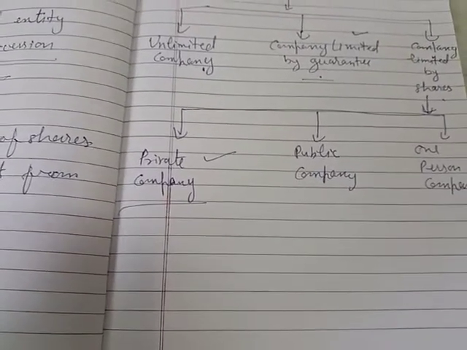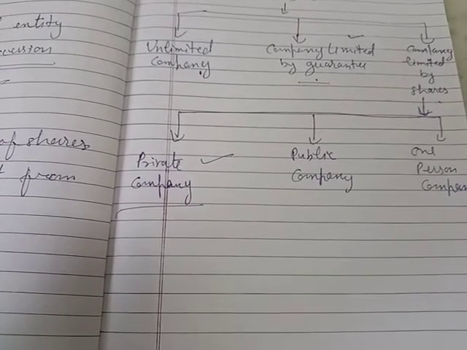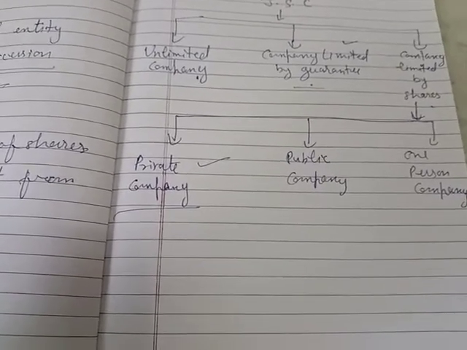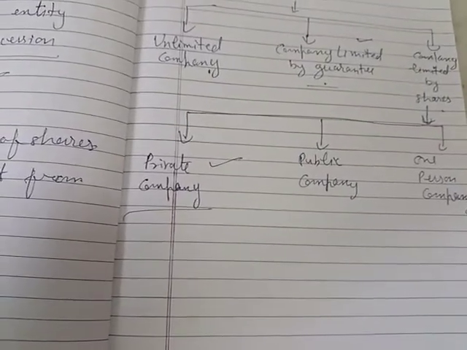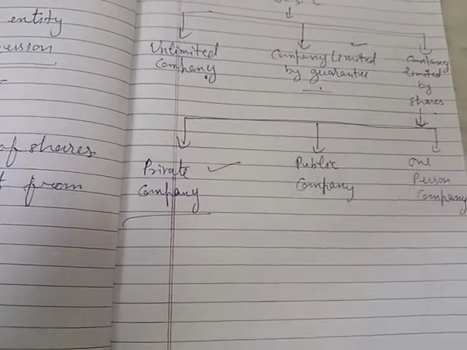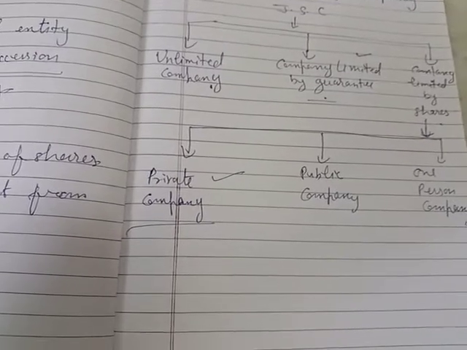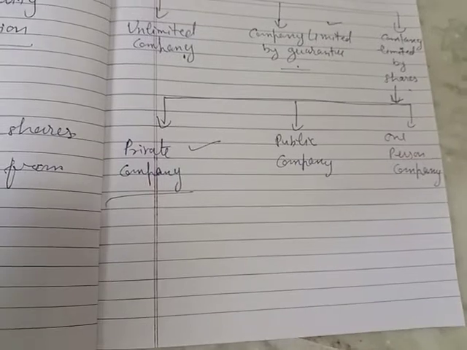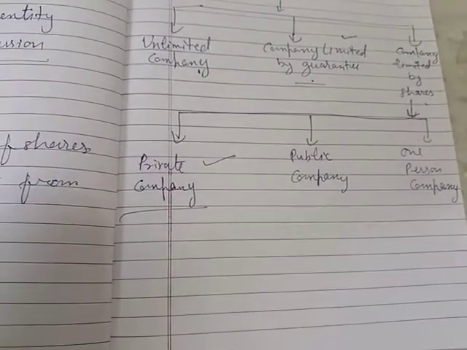A private company is one which, by its articles of association, number one, restricts the right of transfer of its shares. Private company is that company which has three features. First one, restricts the right of transfer of its shares, meaning the shareholders cannot sell the shares to another. The transferability of shares is prohibited in private companies.